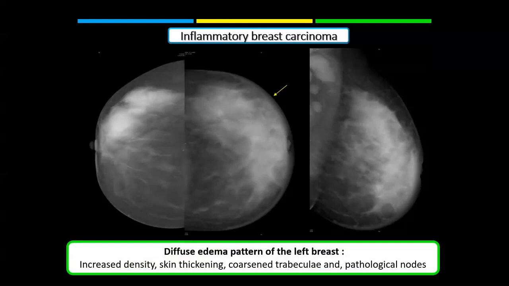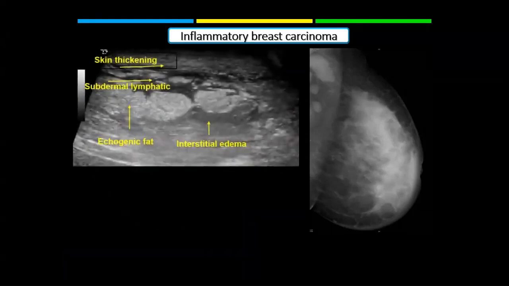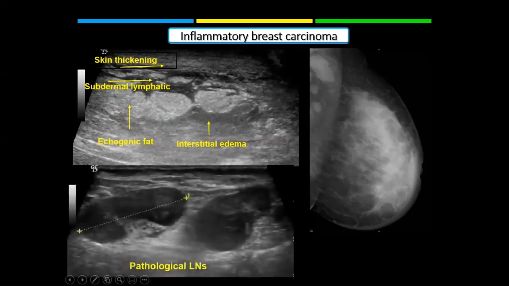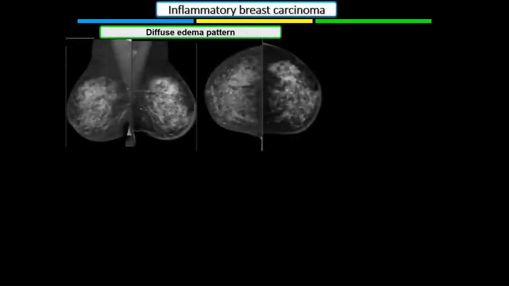This is a case of a diffuse edema pattern of the left breast. There is increased density, skin thickening, coarsened trabeculae associated with pathological axillary nodes. This is how her breast appeared on ultrasound, with skin thickening, interstitial edema, dilated subdermal lymphatics, and echogenic fat lobules. And this was how the lymph nodes appeared. They were enlarged, typically pathological lymph nodes. And this was a case of an inflammatory breast carcinoma.